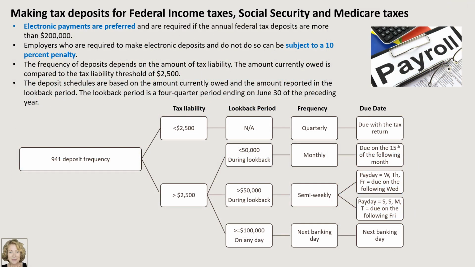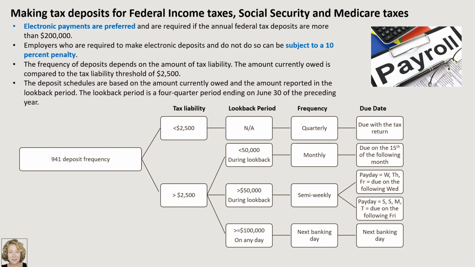So what exactly is involved in making tax deposits for federal income taxes, Social Security, and Medicare taxes? First, the IRS prefers electronic payments and requires electronic payments if the annual federal tax deposits are more than $200,000. Employers who are required to make electronic deposits and do not do so can be subject to a 10% penalty. Very important, the frequency of deposits depends on the amount of the tax liability, not the payroll date frequency.